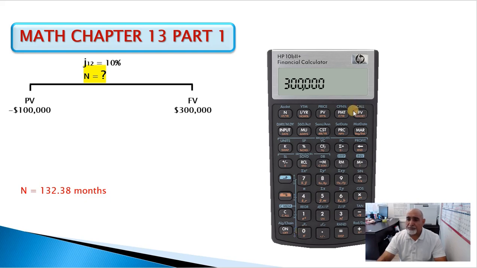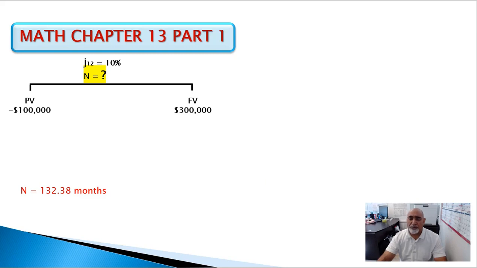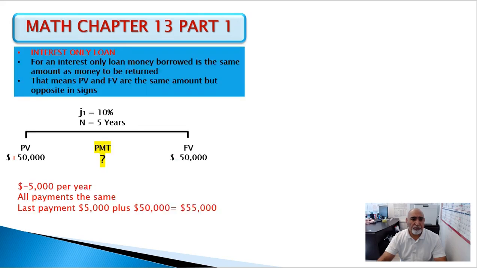And the end answer, we're looking for N, press it. That's about 132 months, and divide by 12 if we want years. That comes out to about a little bit more than 11 years. A little bit more than 11 years. Okay, let's do another question.